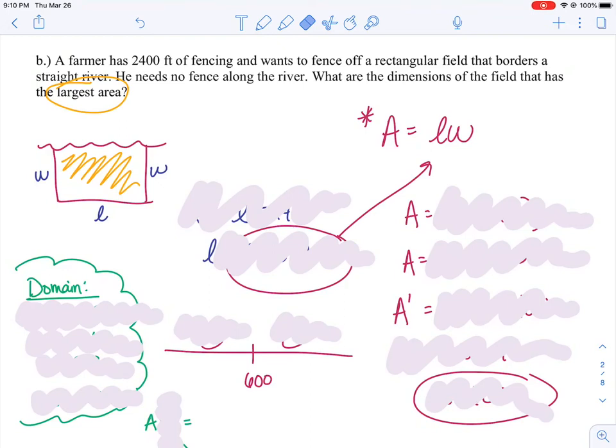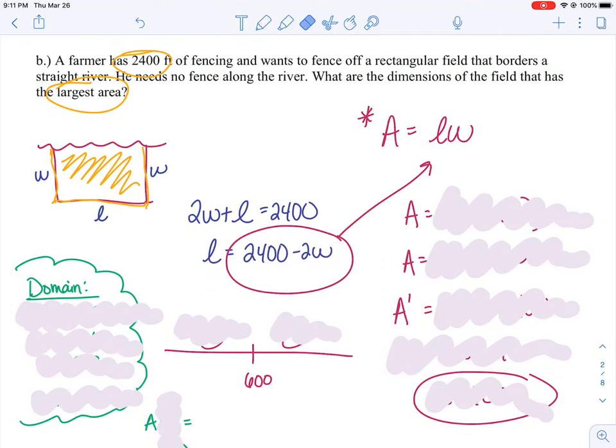And so what else do we know about this scenario? Well, doesn't it tell us that we have 2,400 feet of fencing? And so that means we can go along the width, we can go along the length, we can go around the second width. Remember, there's no fence needed along the river. So that means we have 2 L's and 2 W's and 1 L, right? 2 widths and 1 length for a total of 2,400 feet. So then I should be able to take that equation, I should be able to solve it for one variable or the other, and it shouldn't matter which one. In this case, I just solved it for L because it was a little bit easier.